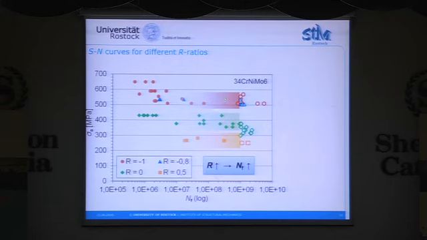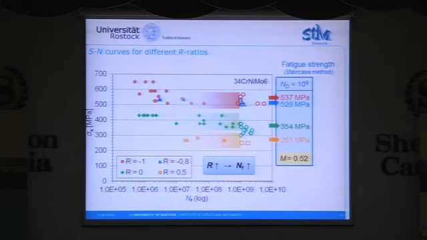This is also presented by other researchers like Professor Beck and Kovac. We also performed fatigue strength experiments with a staircase method, and therefore we defined a limit number of 10 to the power of 9 cycles. Here you can see the results, and we can calculate from them a mean stress effect of 0.52.